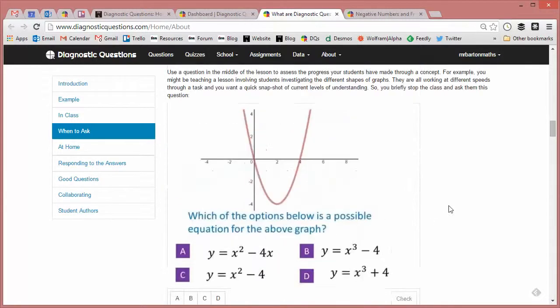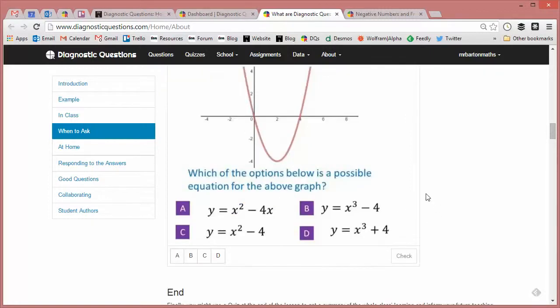Or I might use a diagnostic question in the middle of the lesson. So for example, say I've been teaching a lesson on sketching quadratic graphs using factorising or using features of the graph. And all the students are working away at different speeds on different tasks. But I want a quick snapshot of their current level of understanding. So I might stop the class and project this question up on the board or send it to their mobile phones or tablets or whatever.